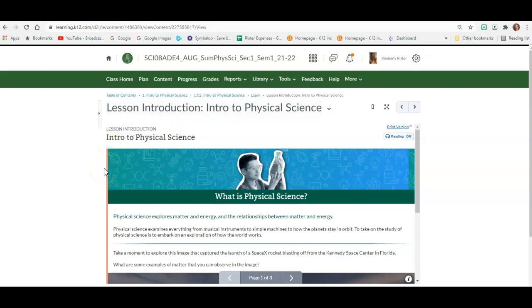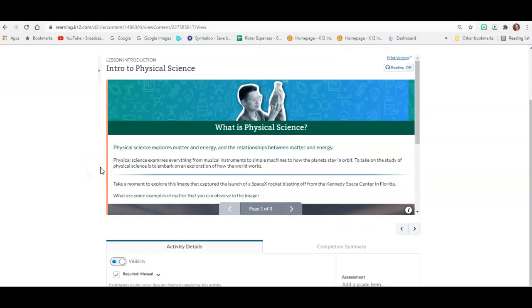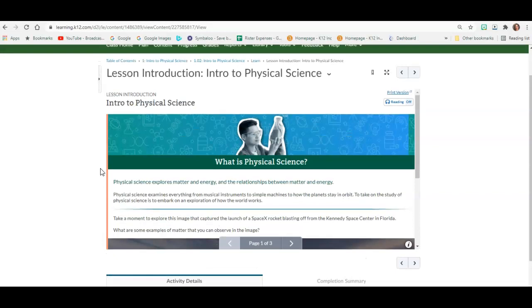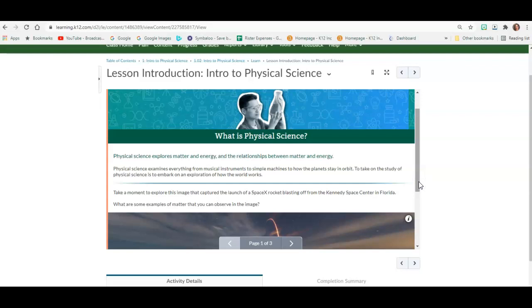So as we jump into the lesson introduction, this is the first page that we're looking at. We talked about what is science in 1.01, and now we're talking specifically about physical science. You will see some words that are similar to what you saw in the last lesson, matter and energy. If you did not define those, you'll want to do that now. But physical science explores matter and energy and the relationship between matter and energy. Physical science examines everything from musical instruments to simple machines to how the planets stay in orbit. To take on the study of physical science is to embark on an exploration of how the world works.